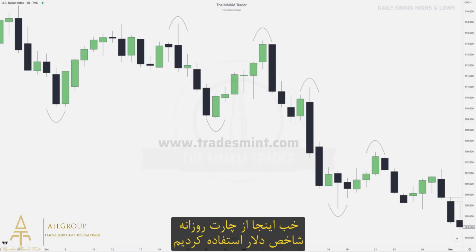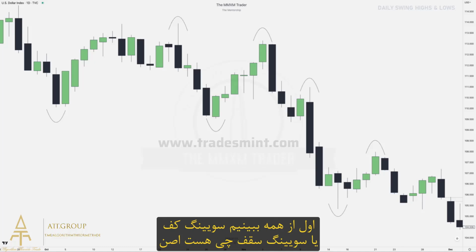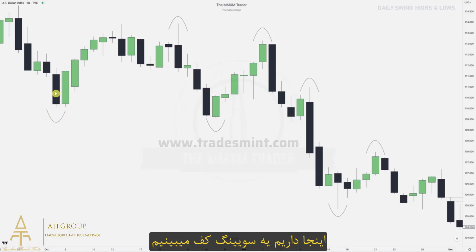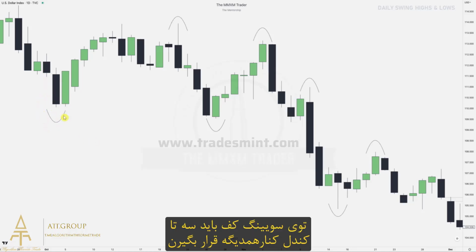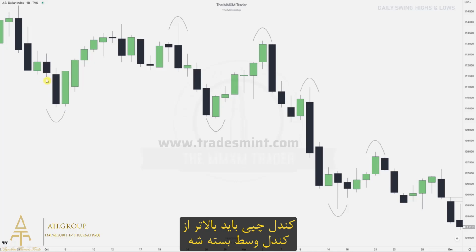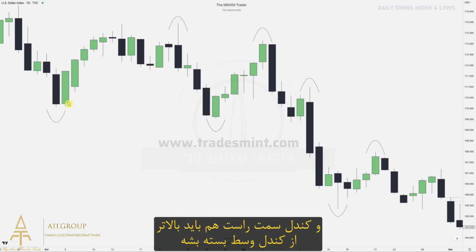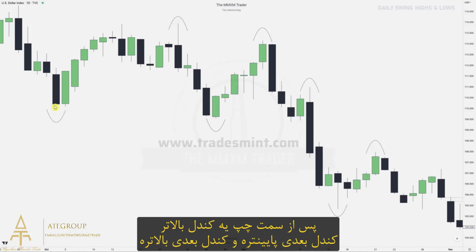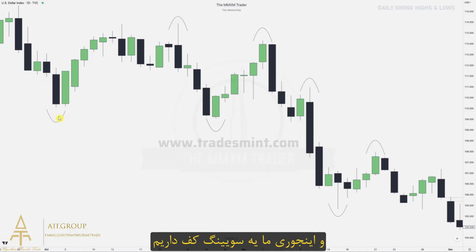So over here we've got a US dollar index daily chart. Now first of all, what is a swing low and what is a swing high? Over here we see a swing low. With a swing low, you want to have 3 candles next to each other. One is higher closed than the middle one, and to the right of it, it should be higher closed than the middle one. So we've got one higher, one lower, one higher, and then we have a swing low.